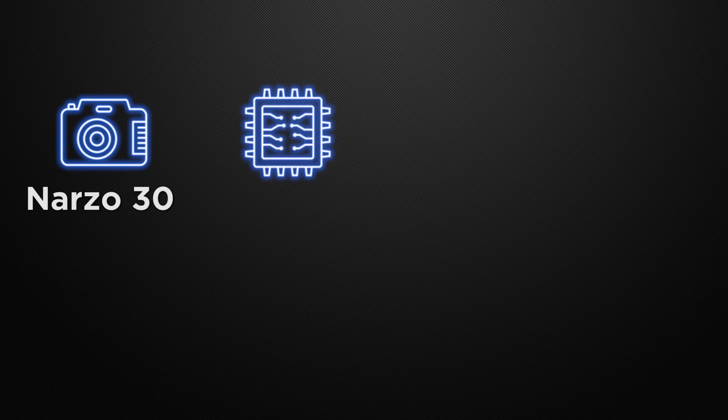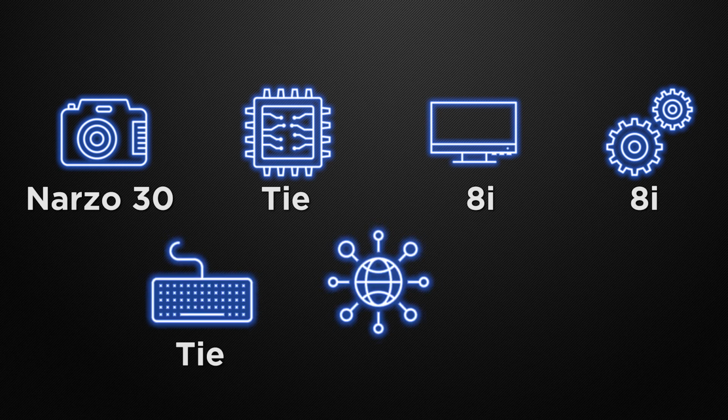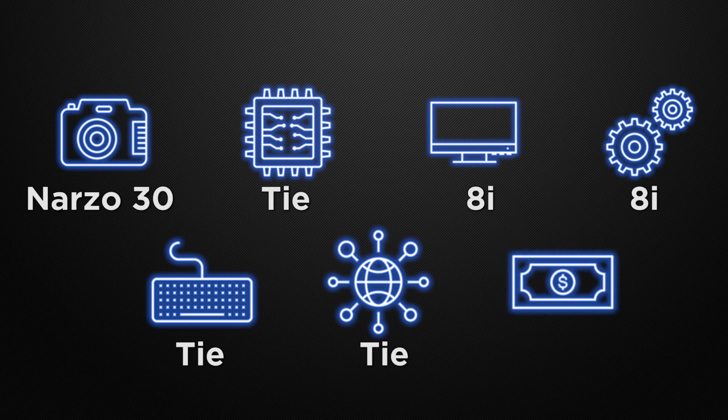In the performance, it's a tie. In the display, the winner here is 8i. In the body segment, the winner here is 8i. In the features of the device, it's a tie. In the communication chips, it's a tie. And about the prices, the winner here is 8i. So the decision is totally yours.